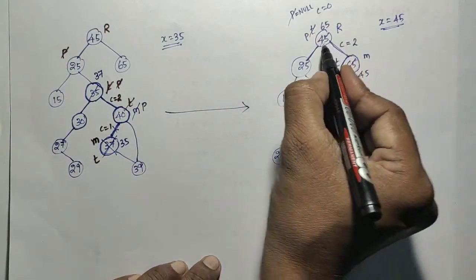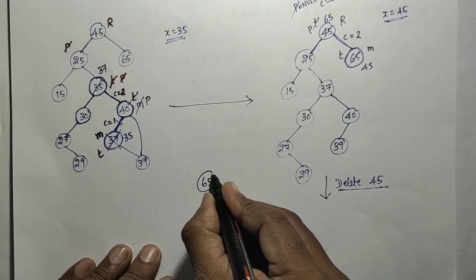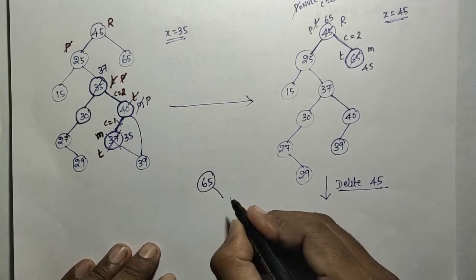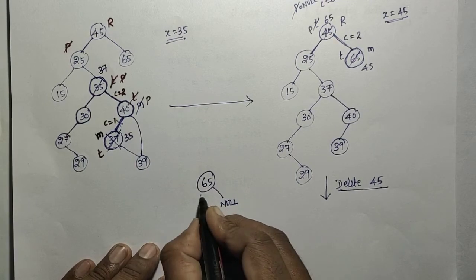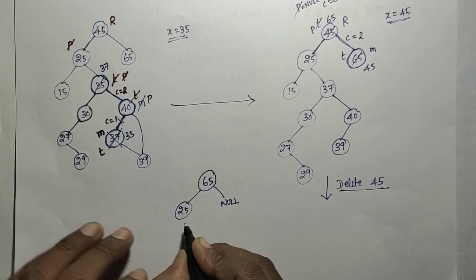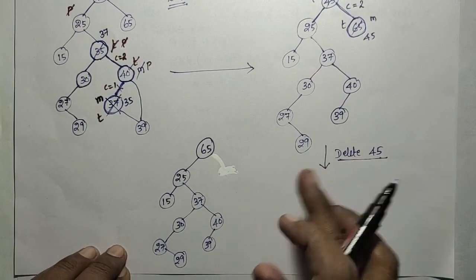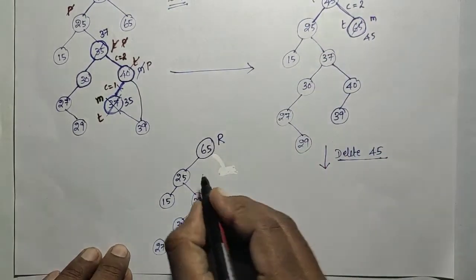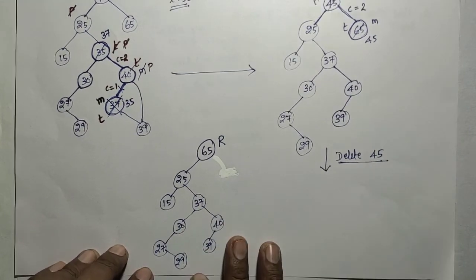After deletion, the P will be that 65. That is, the root will be the 65. And its right, it's what? Actually the null. Okay, and the left alone is having the nodes. So 25. So this is the result after deleting the root node. Okay, 65 will become the root. Okay, it is not having any what? Right subtree.